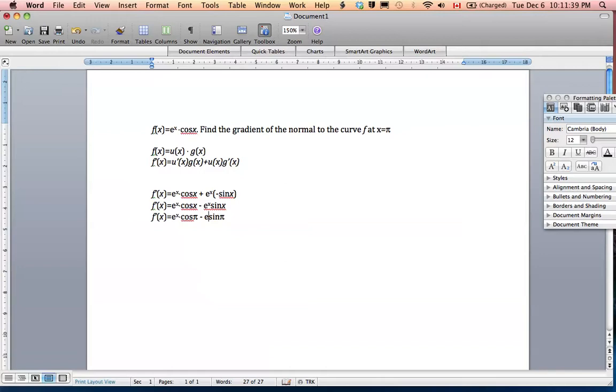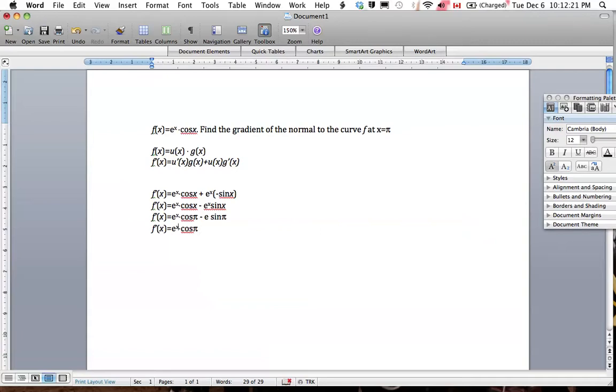And basically, since this is paper 1, you actually can't do it without a calculator. You'd have to do this with your mind, and in order to do that, you need to know that sine pi simplifies to 0, so this entire term disappears, and you're left with e to the pi cos pi.